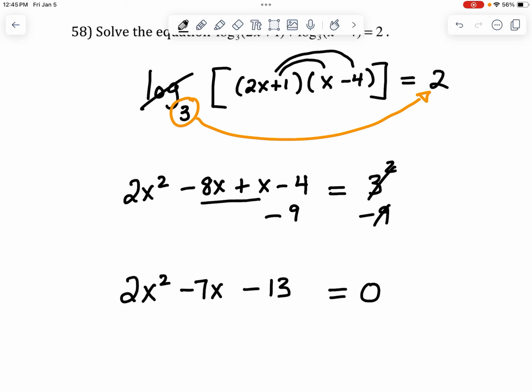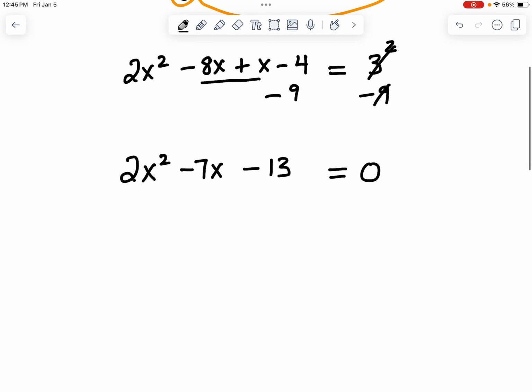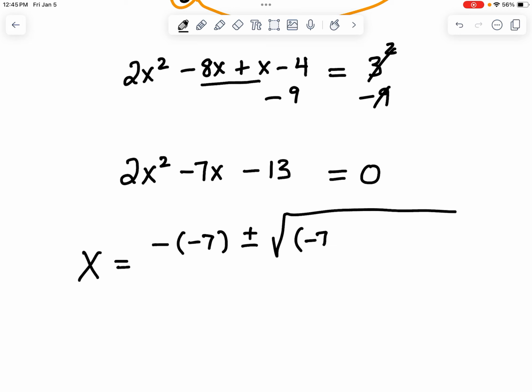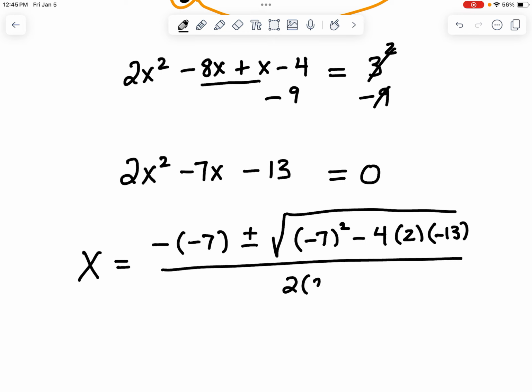I don't know, maybe this could be factored, but if I spend time factoring it and it can't be factored, I'm going to have to use the quadratic formula. So I might as well just skip to the quadratic formula because it always works. So first of all, there's negative of the b, so negative of negative 7 plus or minus the square root. And then the negative 7 gets squared minus 4 times the a, which is 2, the c, which is negative 13. And then the whole thing is divided by 2 times a, or 2 times 2.